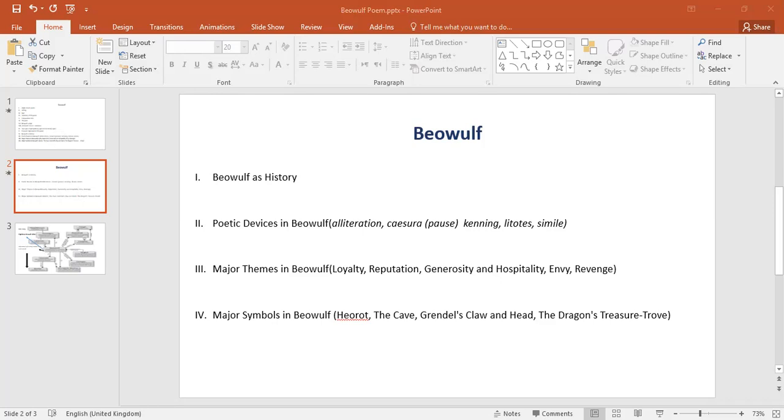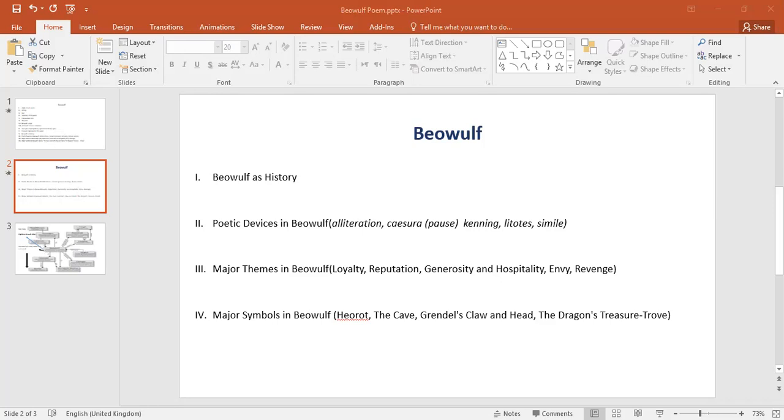And then the last one, that is the dragon's treasure trove. So the dragon's treasure trove represents the vanity of human wishes, always, and the mutability of time, which means that things can change, okay, are likely to change with the passage of time. So the dragon's large pile holds wealth in abundance, yet the wealth is of no use to anyone.